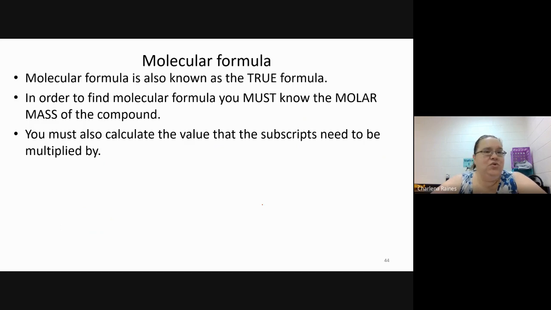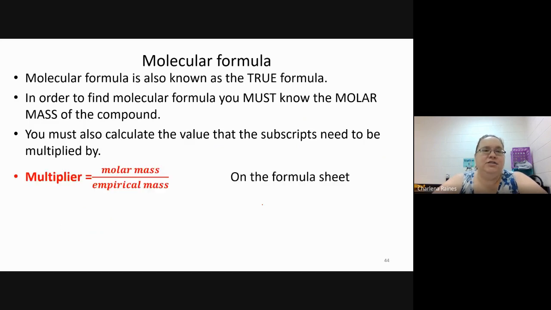So if you actually look on your formula sheet, there is an equation that is called multiplier. And that is actually the equation that we're going to be using. To get your multiplier, you take your molar mass and you divide it by your empirical mass. So the molar mass is the number that's in the problem. Molar mass is always given to you. The empirical mass is something that you have to calculate.